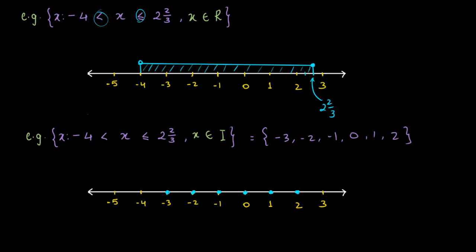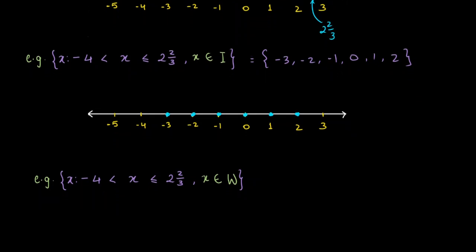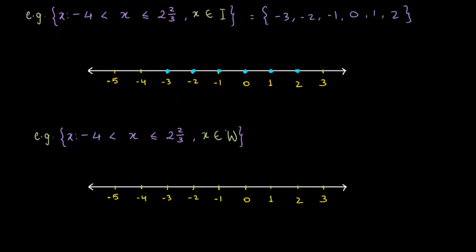Finally, let's take another example where we are dealing with whole numbers now. So I have x greater than -4 and less than or equal to 2/3, and x belongs to whole numbers this time. For the case of whole numbers, again, let's first mark out our solution set. Whole numbers start from 0. So since we are going greater than -4, the whole number would be 0. And then we have 1 and 2, which is less than or equal to 2/3. So these are just whole numbers.